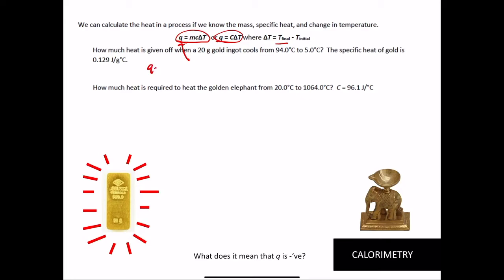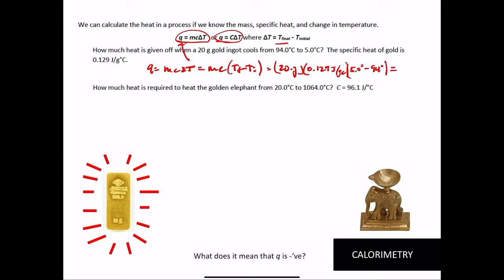All right, now write out the equation. C delta T, which really is m c (T final minus T initial). So the mass is 20 grams. Specific heat of gold is 0.129 joules per gram degree Celsius. If you have time, including the units is good because it helps you keep track of whether you're making mistakes or not. Final temperature minus initial temperature is 5 minus 94.